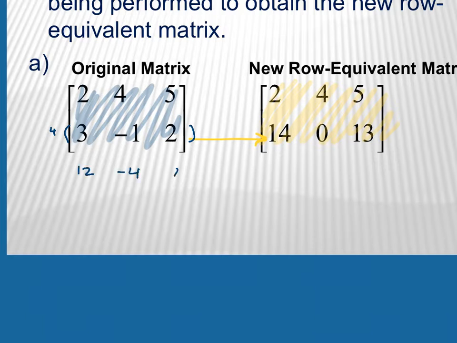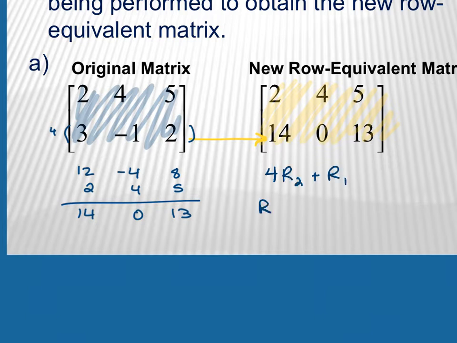12, -4, 8, plus 2, 4, 5. And I get 14, 0, 13. There it is. The way you write it is 4 times R2 plus R1, or R1 plus 4R2.